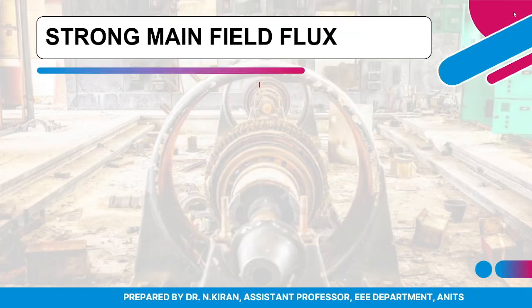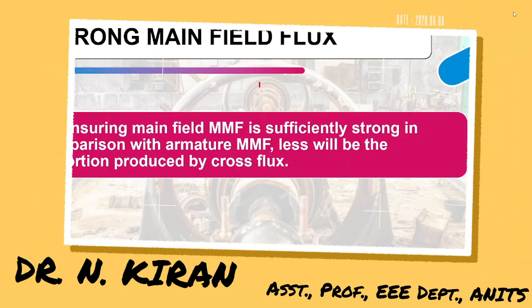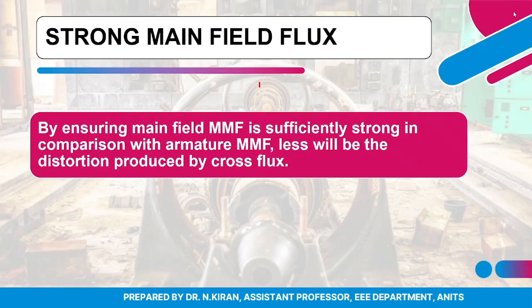My third remedy is maintaining a strong magnetic field. Since we have two fluxes, one is the armature flux and the other is the main field flux. If we ensure that the main field MMF is very much greater and stronger compared to the armature MMF, then the distortion caused by the armature flux will not show any significant effect.